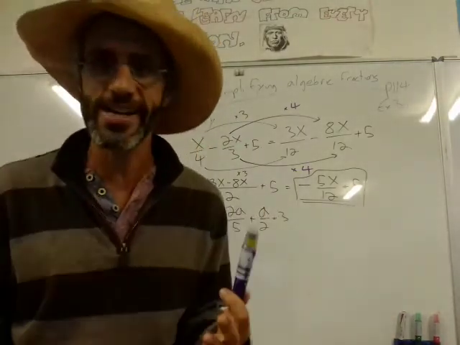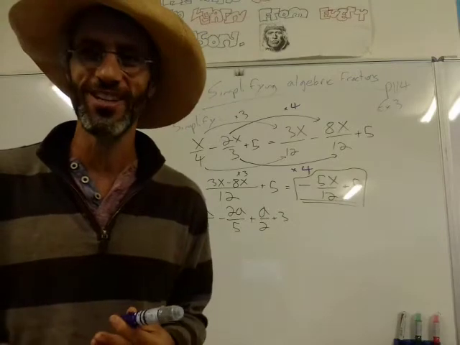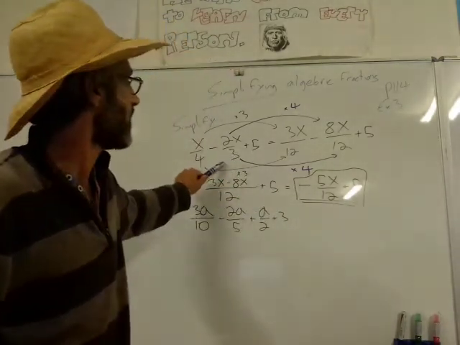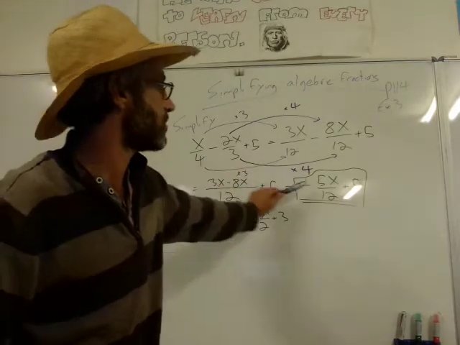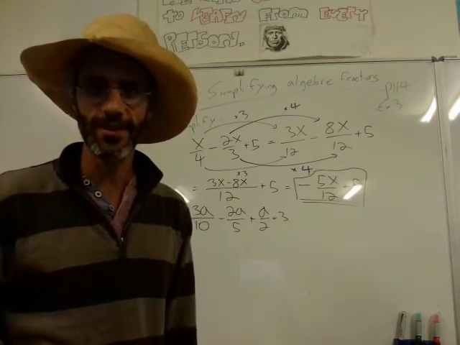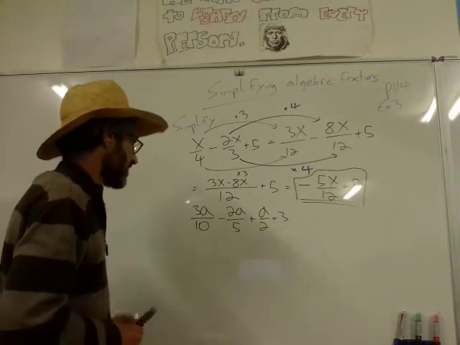You can't find x because it's not an equation. You just simplify it. You can agree with me that this is simpler than that. Here are the 1, 2, 3 terms. Here I only have 2. Does that make sense? Okay. Let's do one more.